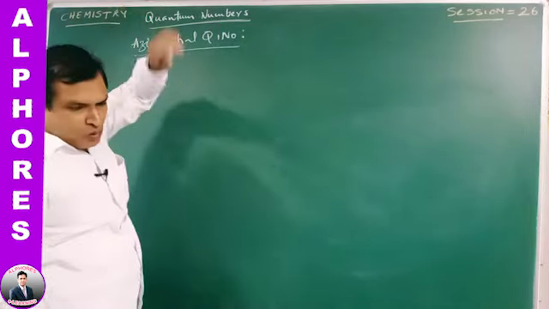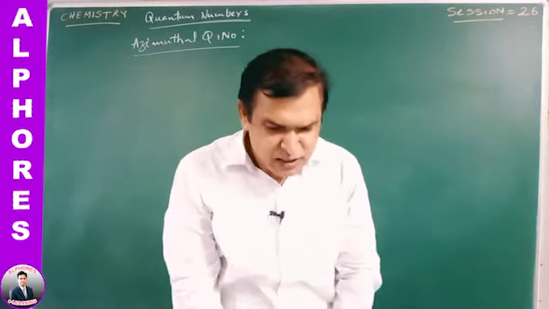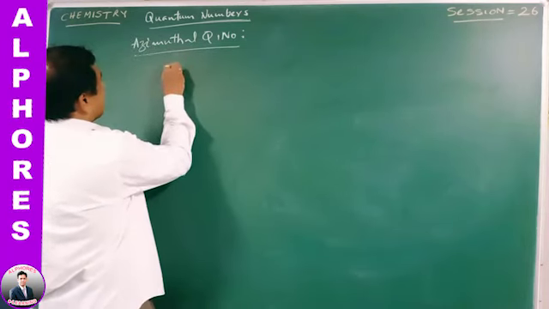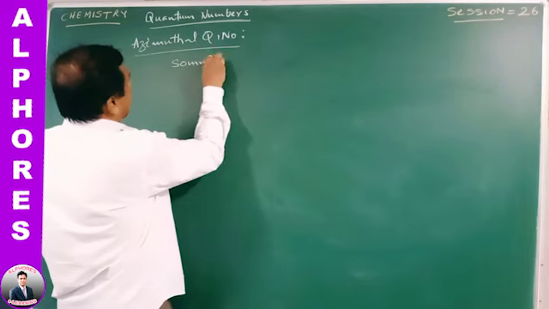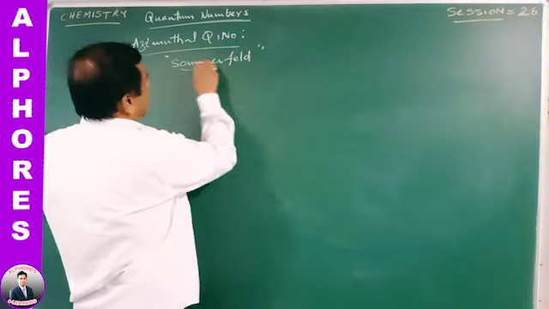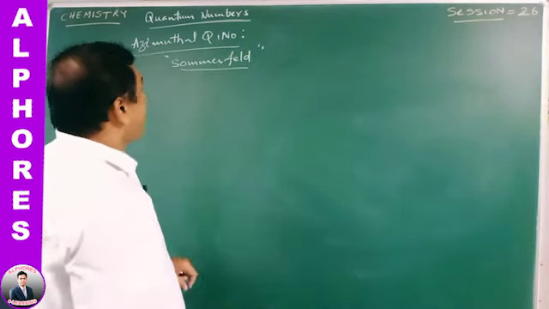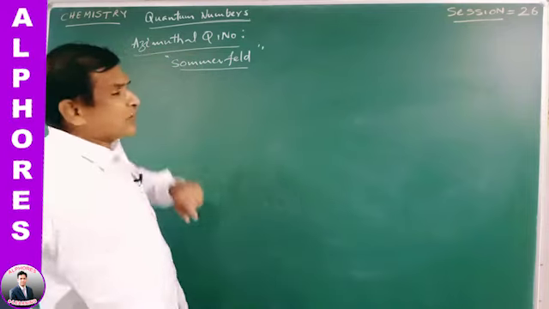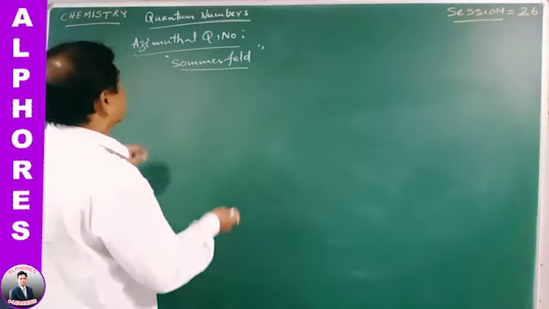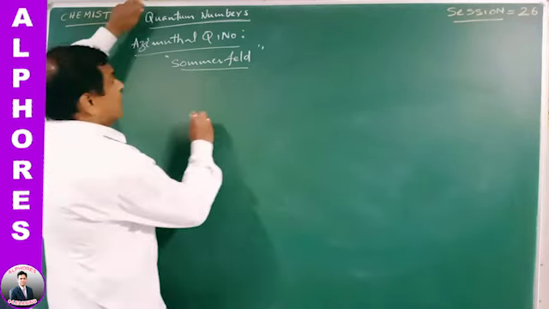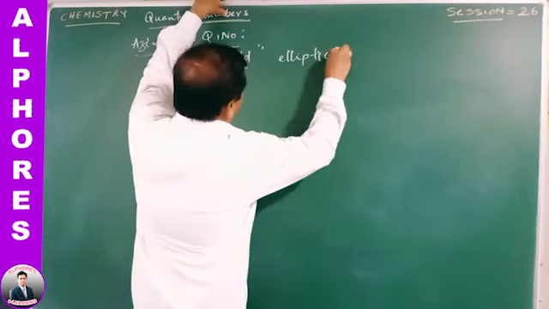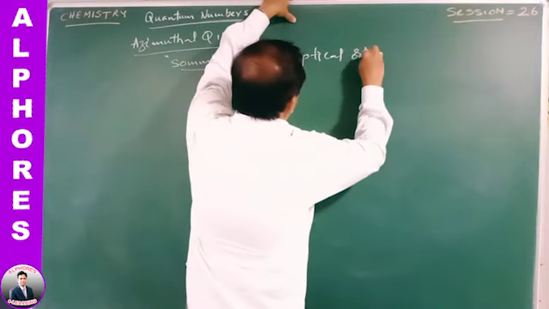The azimuthal quantum number was explained by the scientist Sommerfeld. So why did he explain it? By introducing elliptical orbits. Sommerfeld introduced elliptical orbits.